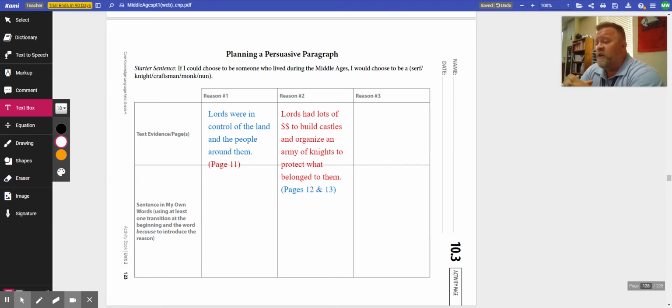And this is the one that you're going to fill out when you make a decision, who you would have liked to have been during the Middle Ages. Notice up there the sentence starter that it has. If I could choose to be someone who lived during the Middle Ages, I would choose to be a serf, knight, craftsman, monk, or nun. You're going to circle which one you would like to be. And then you're going to state your opinion. That would be your opinion. And you usually follow up with because, and there's our reasoning. How are we going to support that opinion?